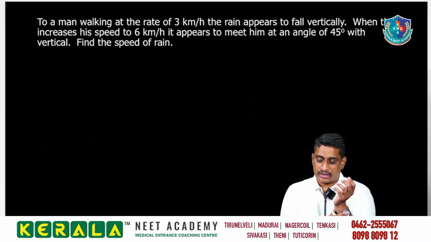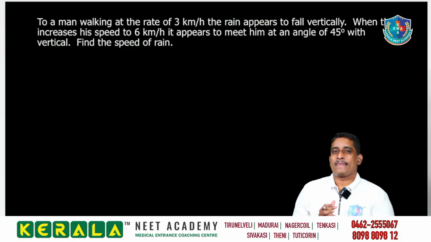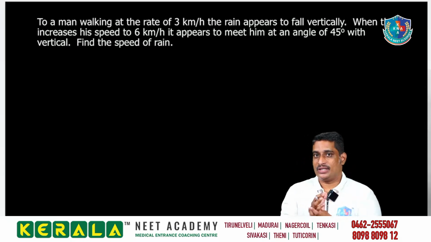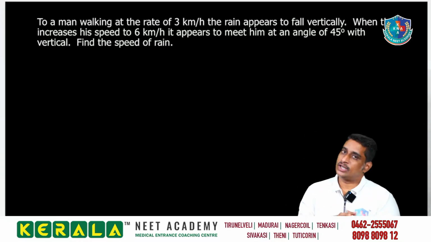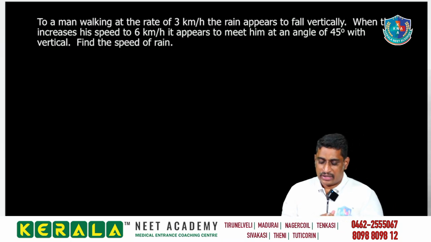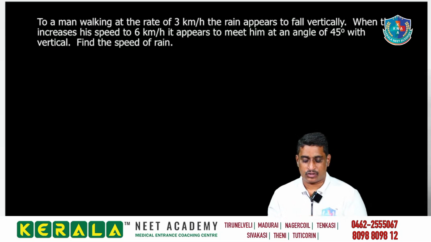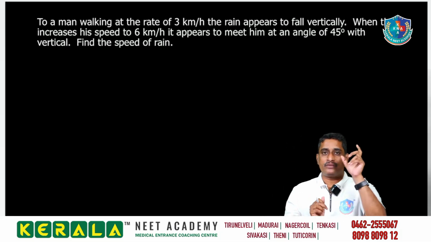To a man walking at the rate of 3 kmph, the rain appears to fall vertically. Rain appears to fall vertically means it is appearing like that. It is not actually falling vertically downwards. When he increases his speed to 6 kmph, it appears to meet him at an angle of 45 degrees with the vertical. Find the speed of the rain.